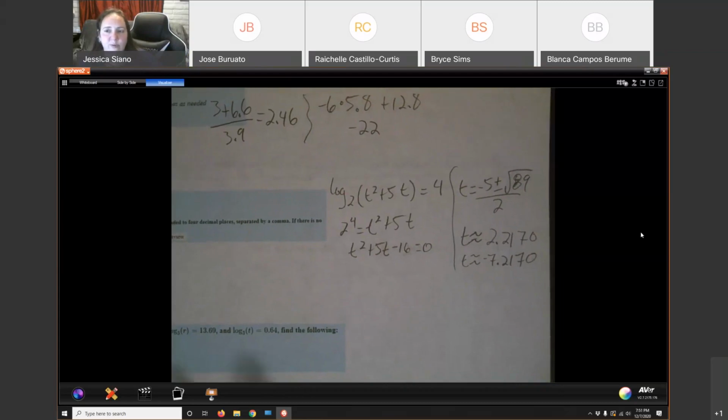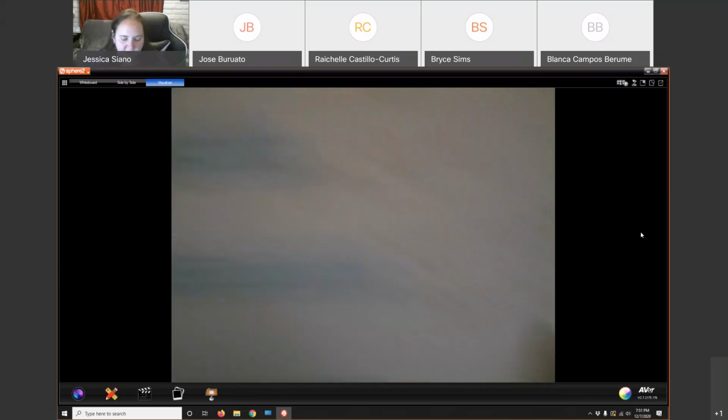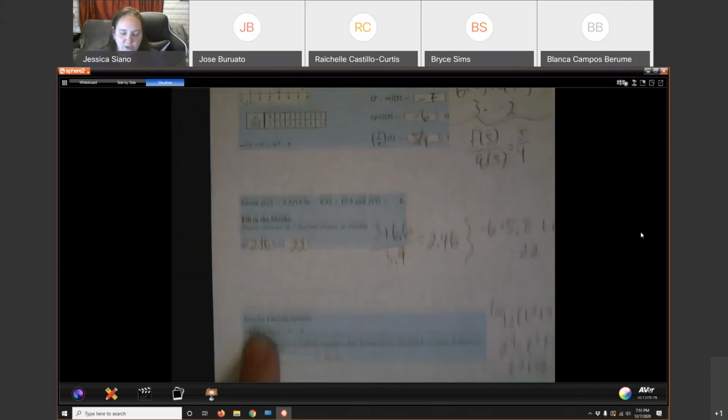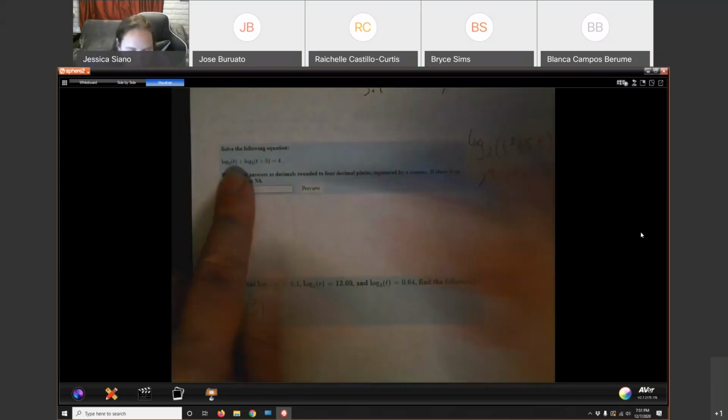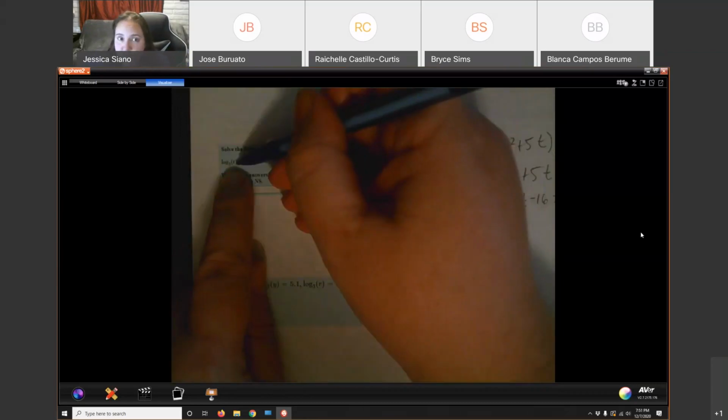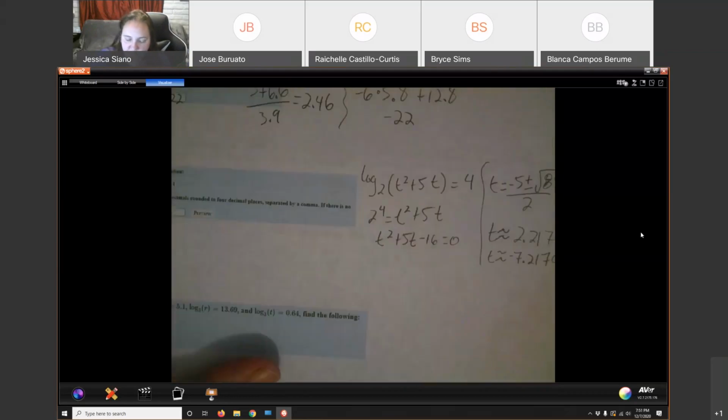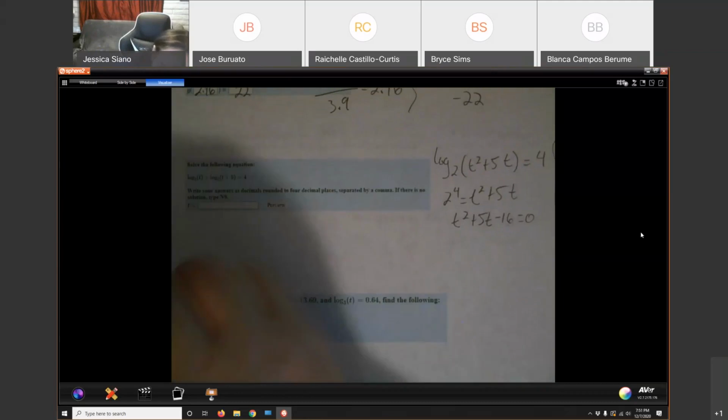Now, I don't know if you remember me telling you this, but logs have a domain of only the positives. So I am not allowed to put a negative in a log. So if I put that negative 7.217 right here, this would throw an error. So that means this is not a valid solution. And my only solution is the 2.217.